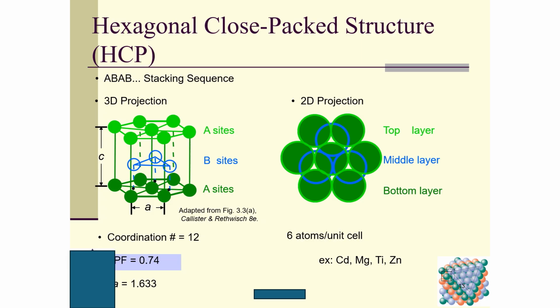For this kind of structure, we have magnesium, titanium, and Zn. These are typical metals that have the HCP structure.